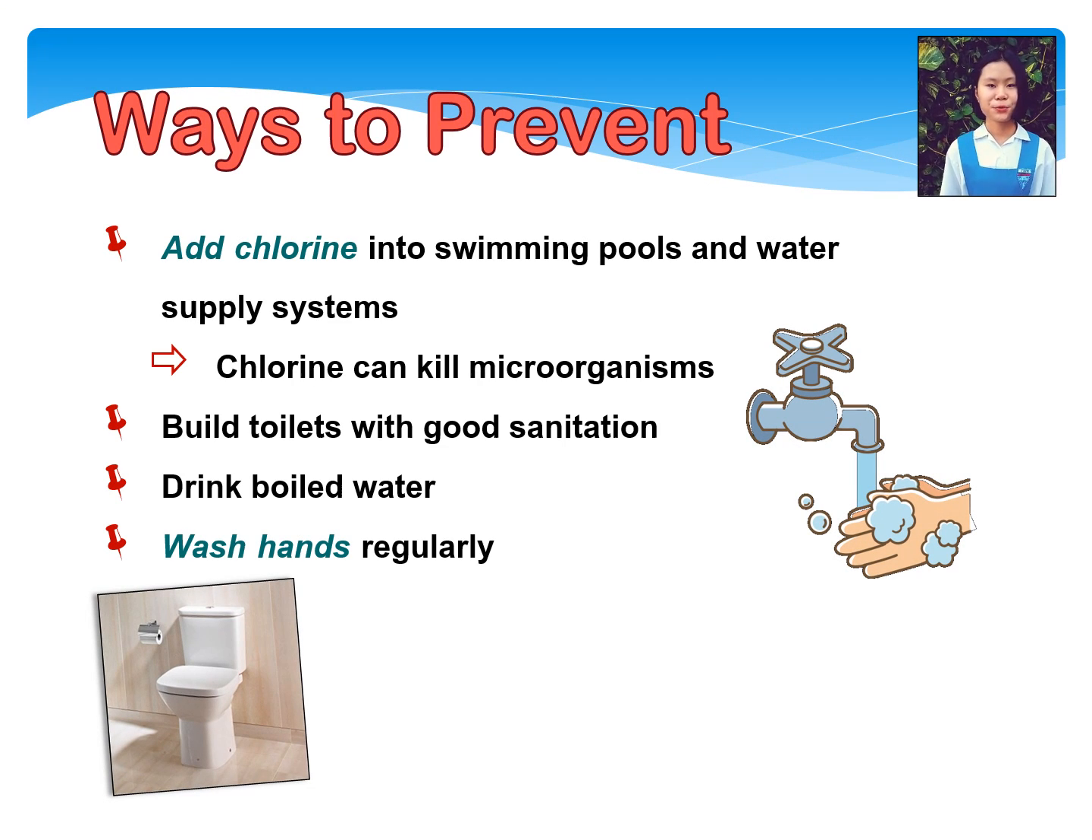We can prevent waterborne diseases by adding chlorine into swimming pools and the water supply system because chlorine can kill microorganisms in the water. Besides, we must keep our bathroom clean and build toilets with good sanitation to reduce bacteria. Next, we have to wash our hands regularly, especially before and after meals, with running water and soap to make sure our hands are clean. Besides, we have to drink boiled water because water that isn't boiled commonly contains impurities and bacteria which are harmful to us.